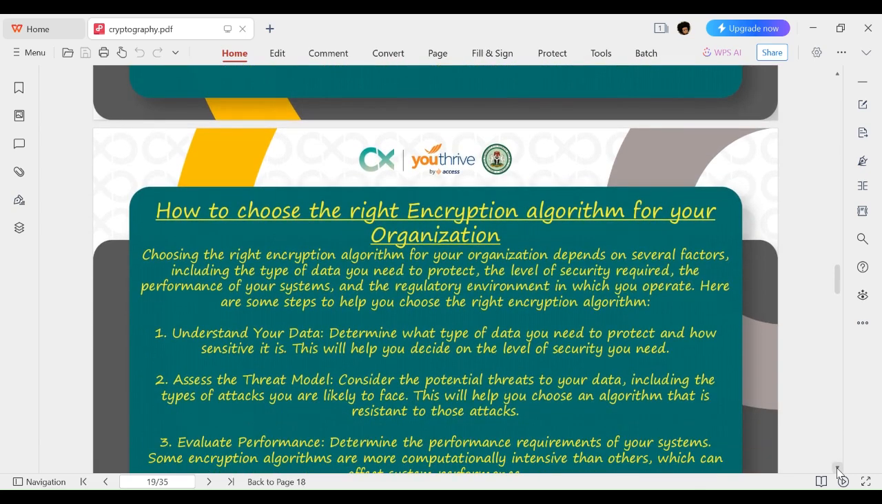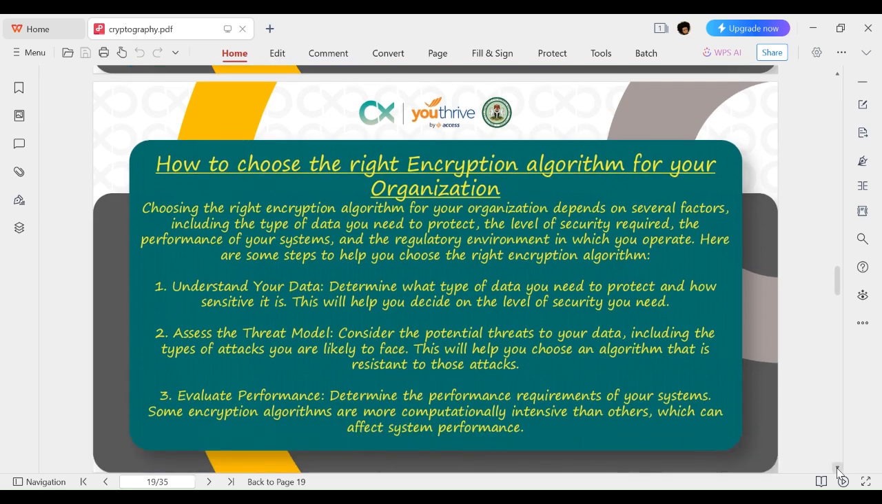How to choose the right encryption algorithm for your organization. Choosing the right encryption algorithm for your organization depends on several factors, including the type of data you need to protect. Every organization is unique, and they need to personalize the kind of encryption they want to use.